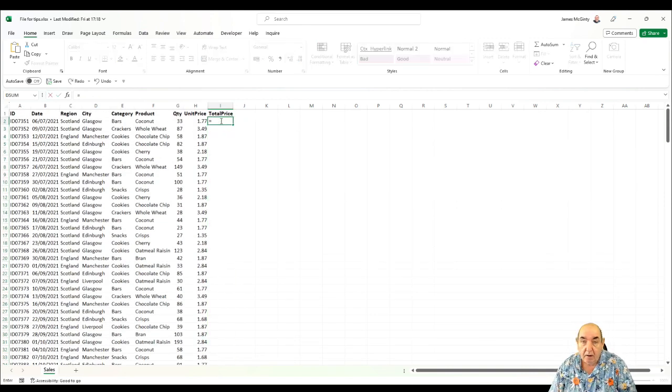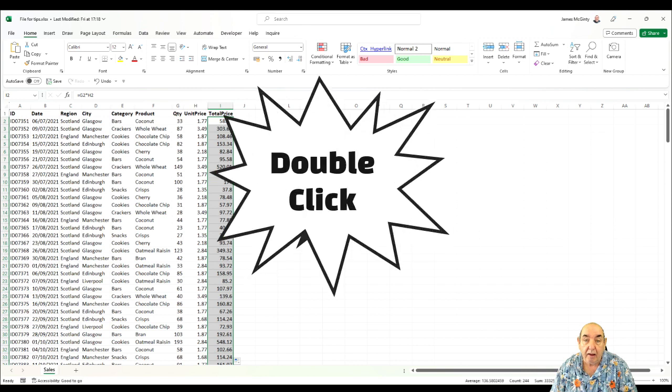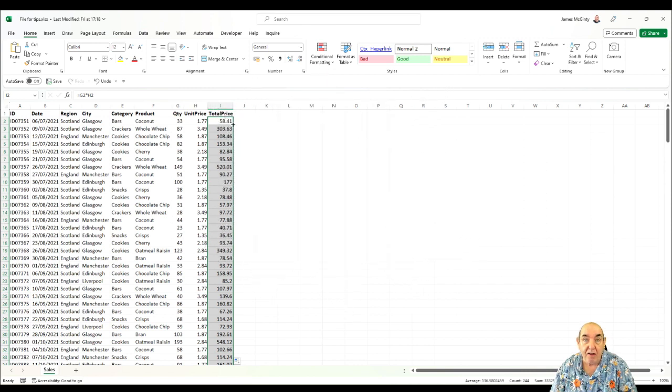So, quantity times the price. And now we just go to the little box at the bottom right of the cell and double click. Isn't that much better? Another tip next week.